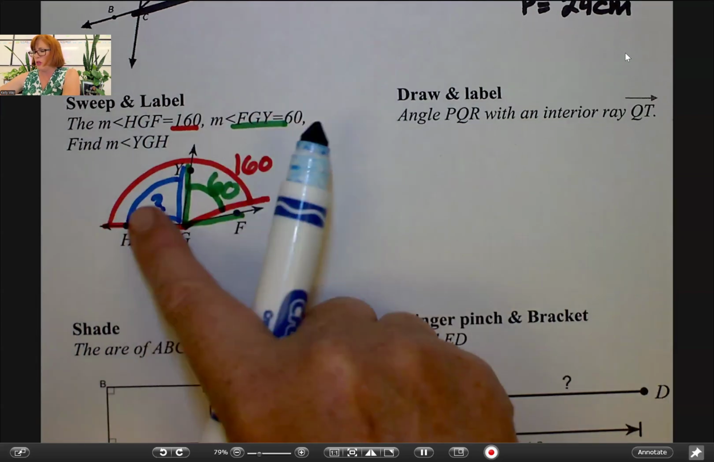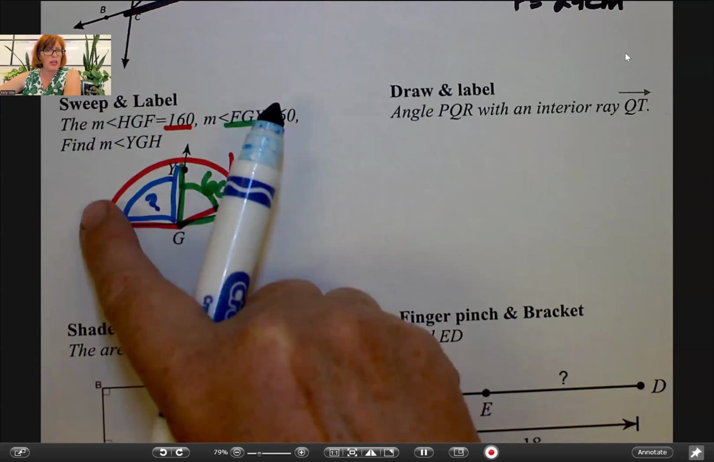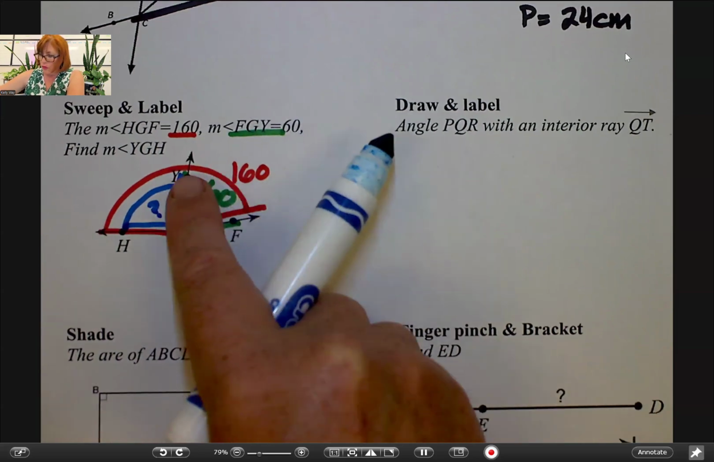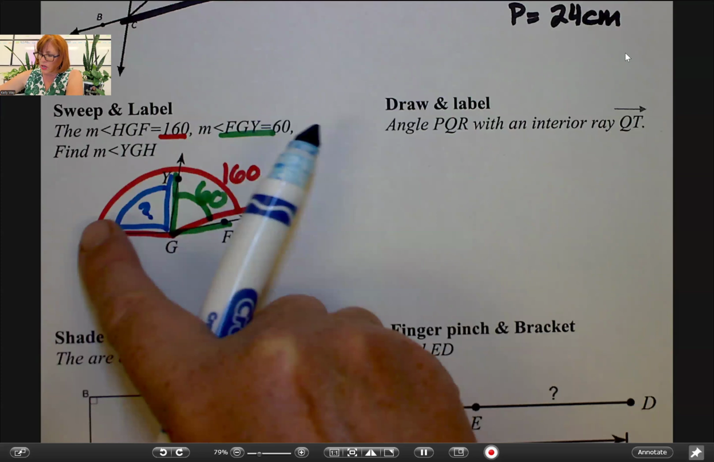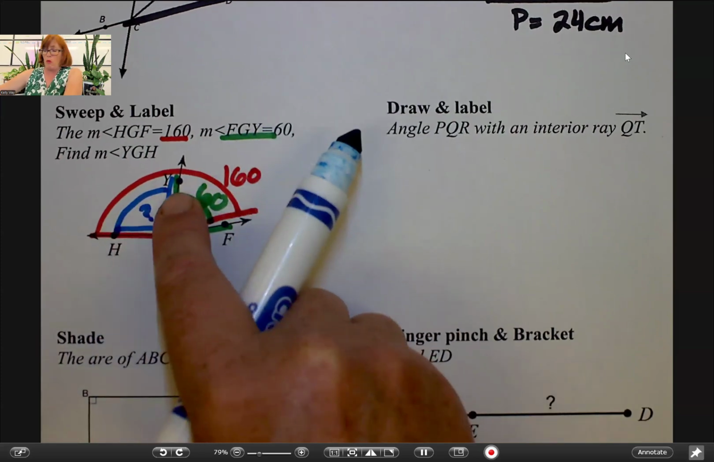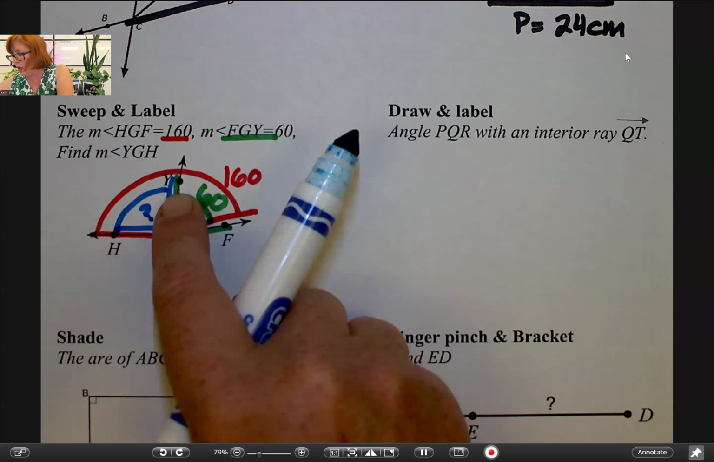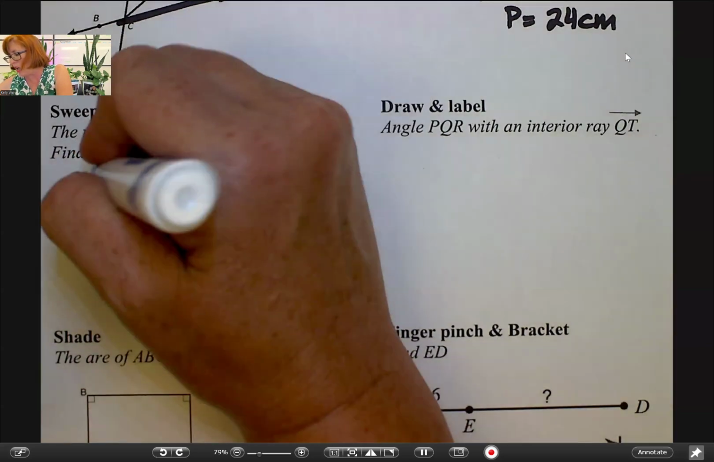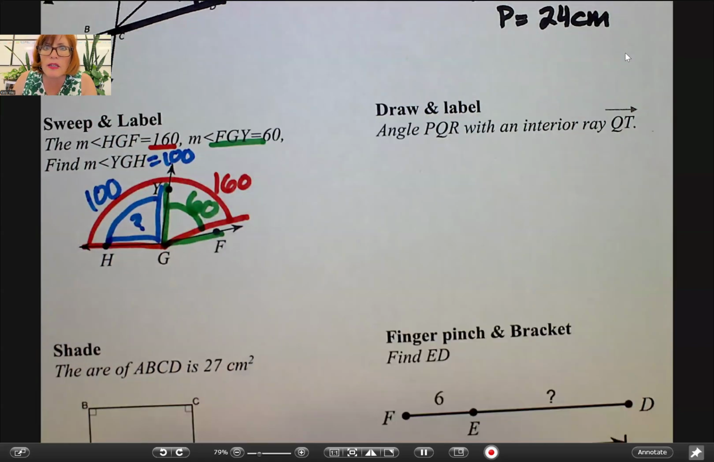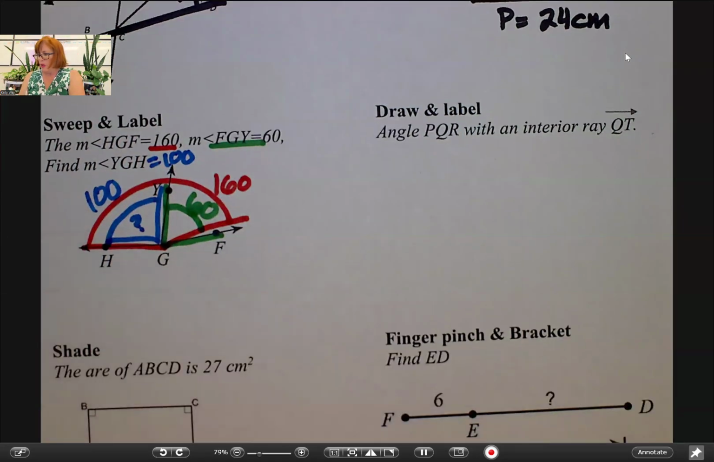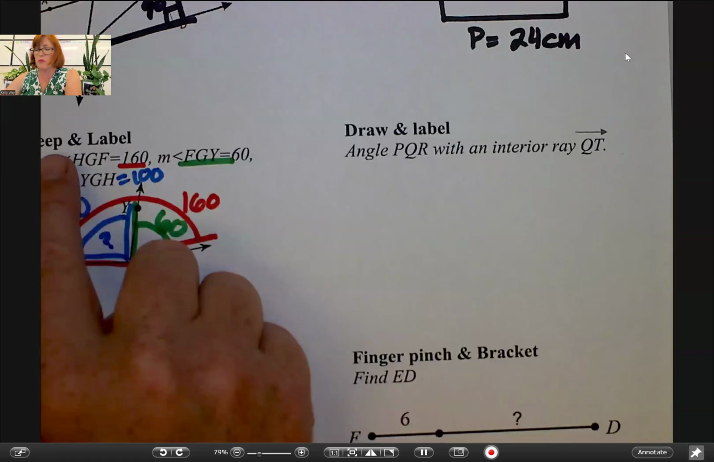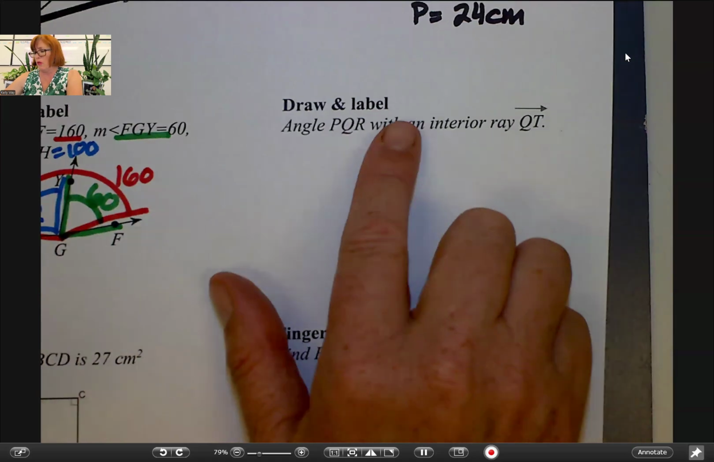And just by doing this, instantly you can see if you trace and sweep properly, that's 160. Use your fingers. 160, 60. If you do that a couple times, you feel it. Bam! Oh, that's easy. That's 100. Ta-da! Trace and sweep. Trace and label, trace and sweep, draw and label.